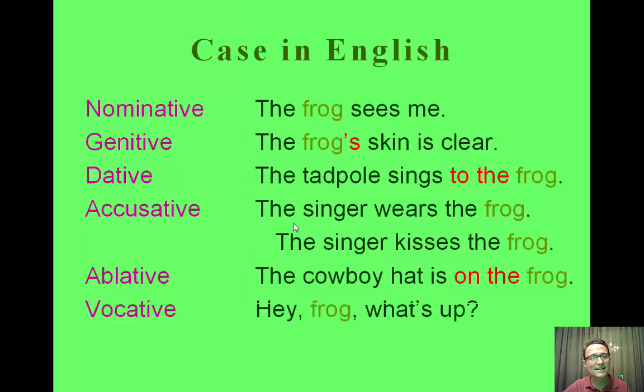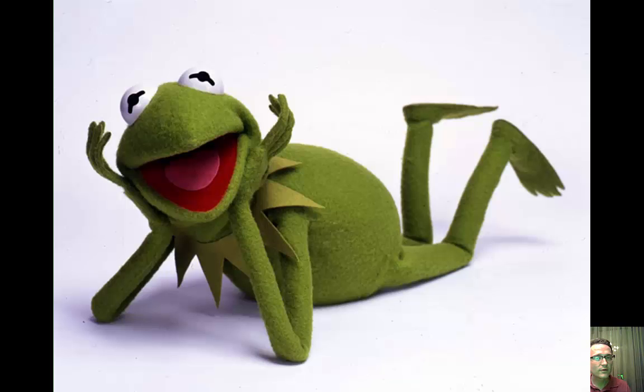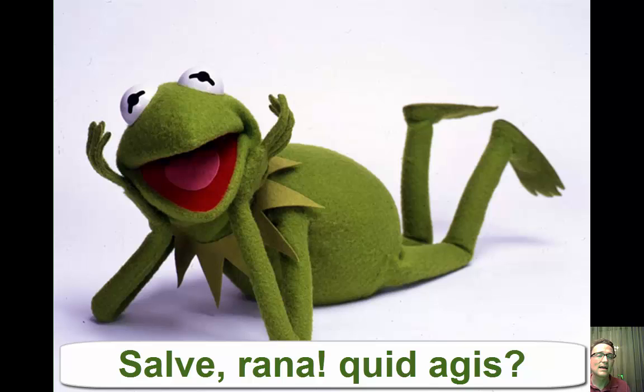And then the last one, hey frog, what's up? Frog is simply the party whom I'm addressing, and so we use the vocative case.